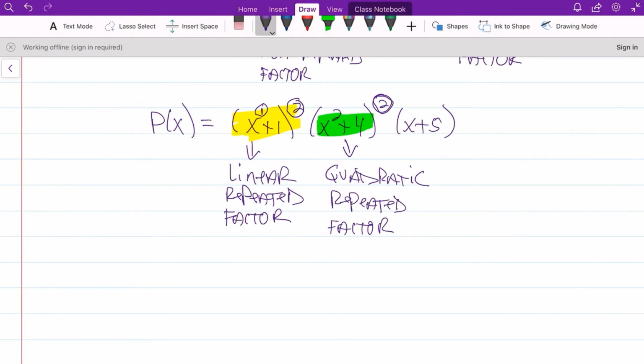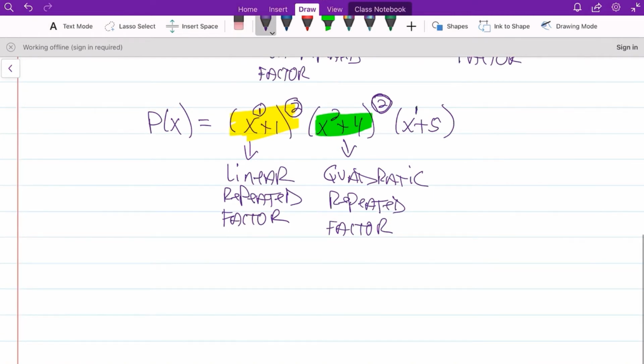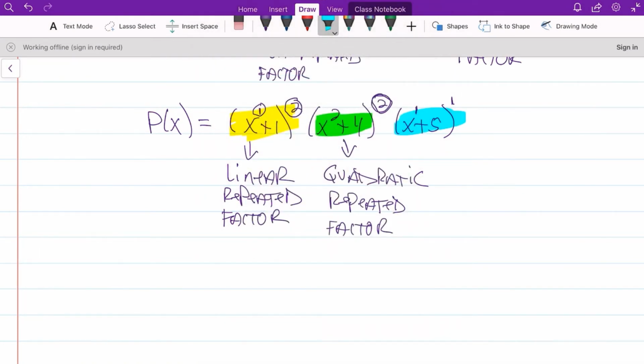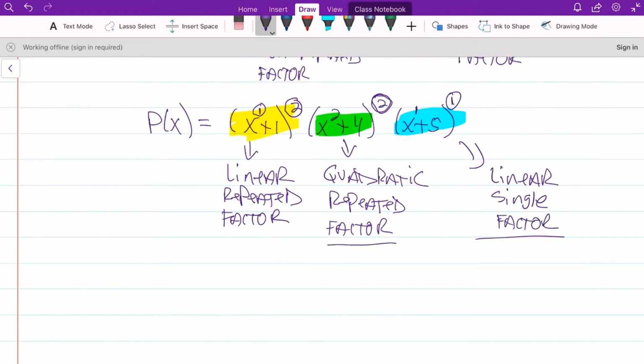All right, and then the last one, it's basically what we had above. So I have an exponent of 1 here and an exponent of 1. So my third factor here, we're just going to have our standard. We have a linear factor, and the exponent is a 1. So this is just going to be a single linear factor, non-repeated. Okay, so that's how the terms are going to break down.